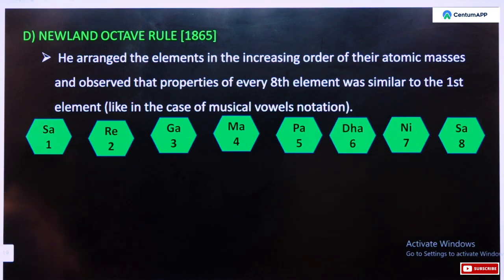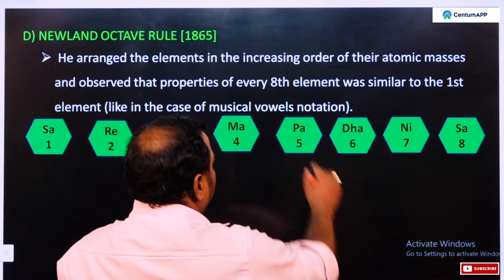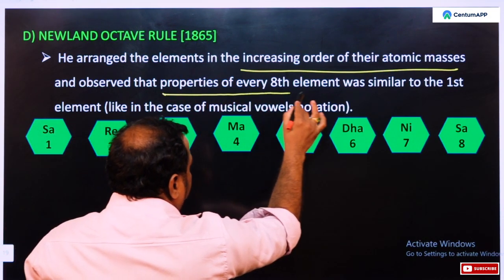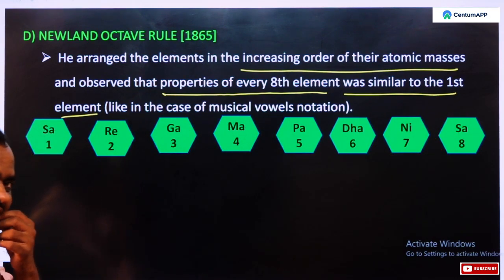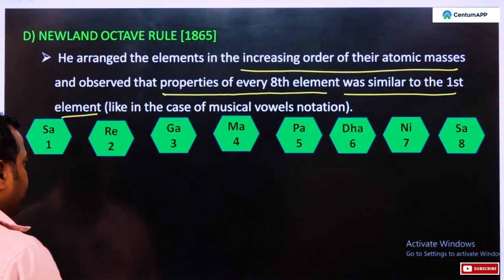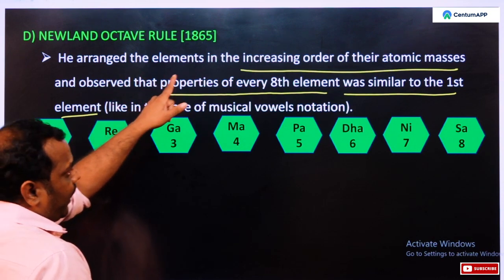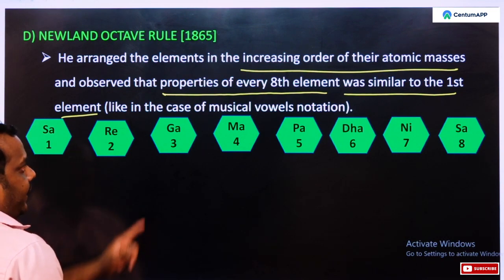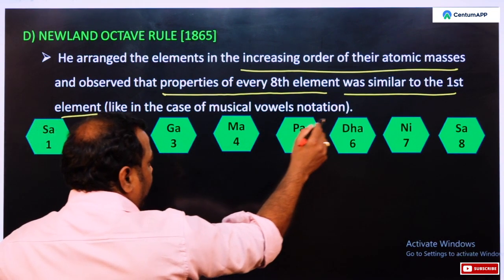Octave means nothing but eight. Newland arranged the elements in increasing order of atomic masses. He observed that the properties of every 8th element were similar to the first element. Observe carefully: scientist Newland arranged the elements in increasing order of atomic weight or atomic mass and observed that the properties of every 8th element were similar to the first element, like in the musical notation sa, re, ga, ma, pa, da, ni, sa.